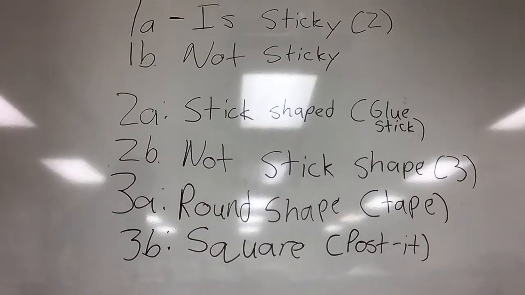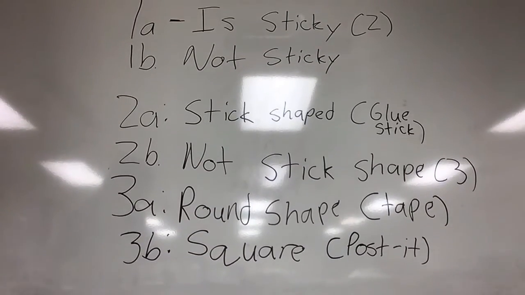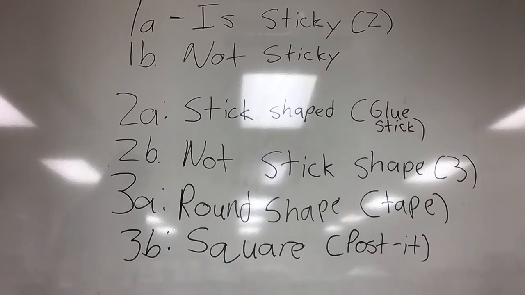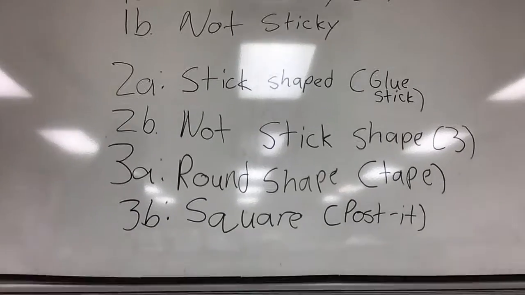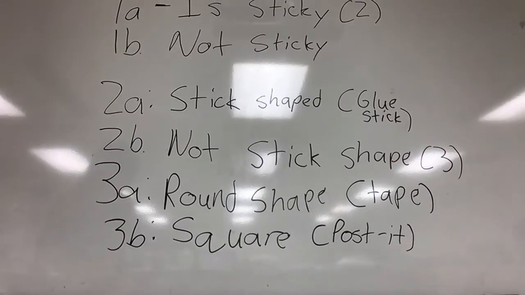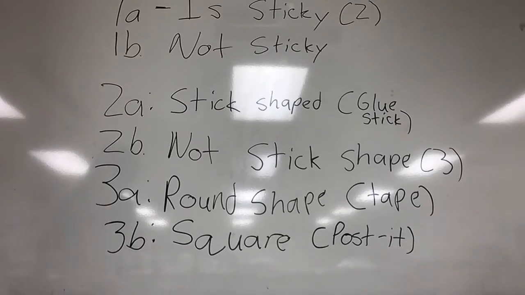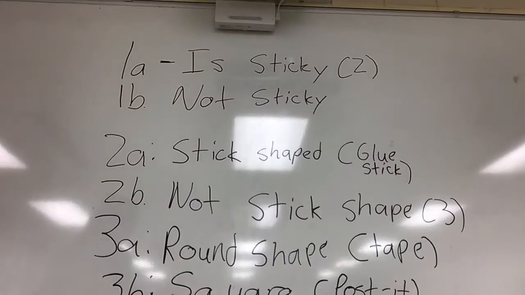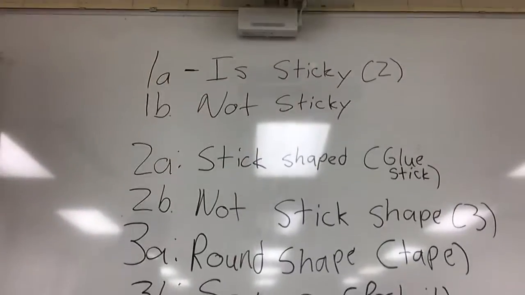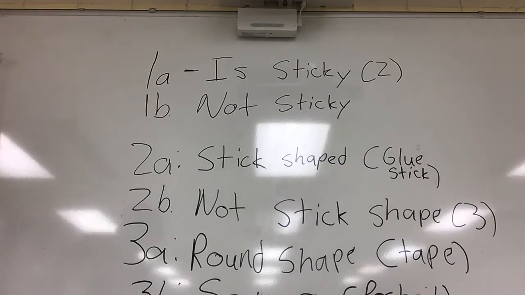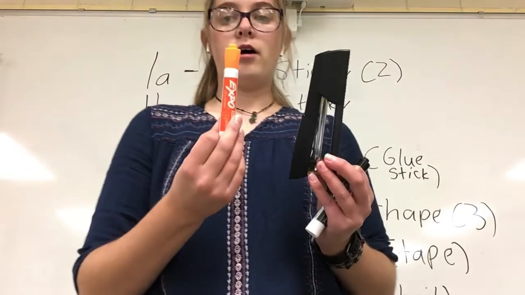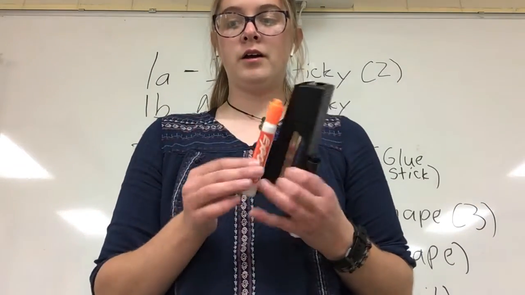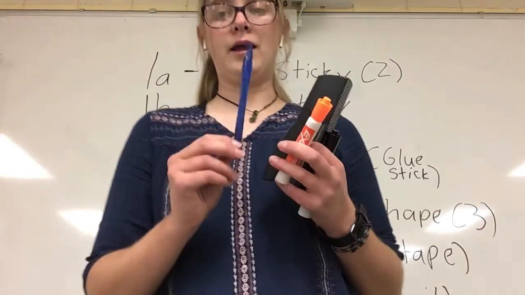So far we've got 1A, you go to 2. 2A, it is a glue stick. 2B, you go to 3. 3A, it's tape. And 3B, it's a Post-it. So the thing is, if it's not sticky, we still have our stapler, our marker, and our pen left.